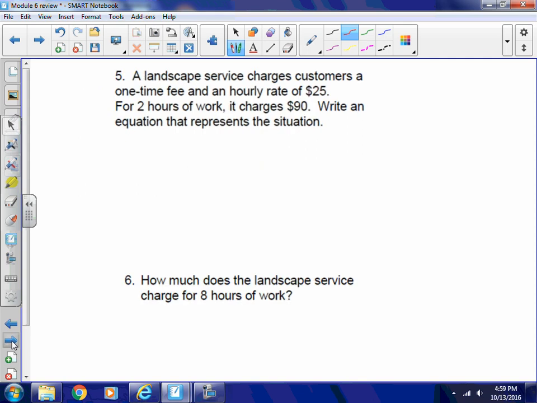Number 5, a landscape service charges a customer a one-time fee plus an hourly rate of $25. For 2 hours of work, it charges $90. Write an equation that represents the situation. That first sentence is a bit tricky, but I do see an hourly rate of 25, so I know my slope is 25. The next part is an ordered pair. 2 hours pairs up with $90. And now I can write the equation.